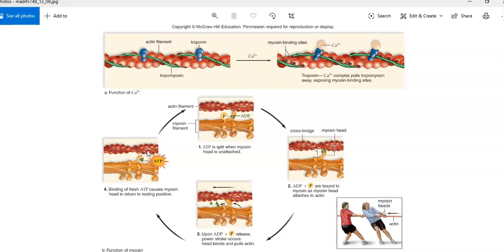ATP binds to myosin, cocks that myosin head. Okay, that myosin head bonds to actin. The myosin head flexes and moves the actin. New ATP comes along, detaches the myosin head. Cycle starts all over again. Okay, so take a minute, maybe look at that video and see what you think.